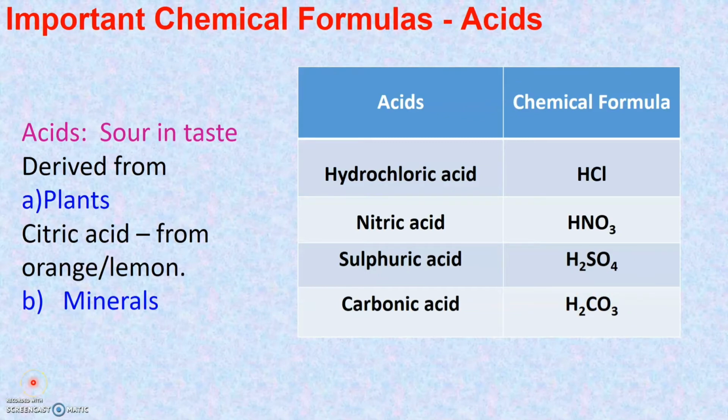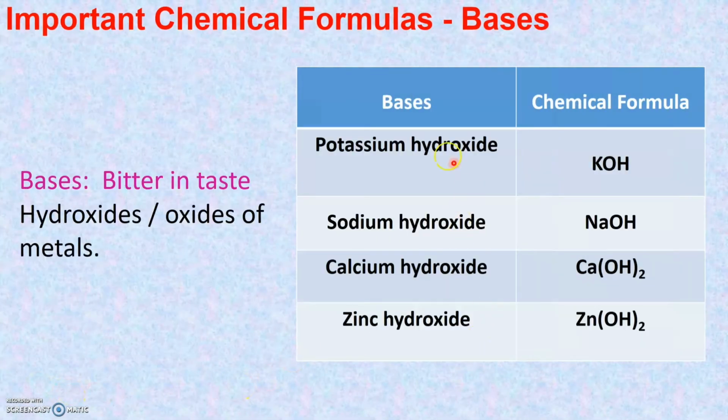Now, let us see the chemical formulas of few important bases. Before that, we will understand what are bases. Bases are chemicals that are bitter in taste. They are generally hydroxides or oxides of metals. We already have learned when we studied valency what are hydroxides and oxides. We have also studied the symbols of hydroxides and oxides, isn't it? Yes. So now let us see the chemical formula of each of these bases.